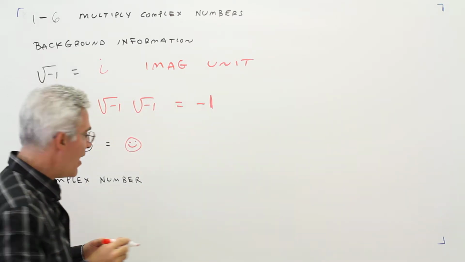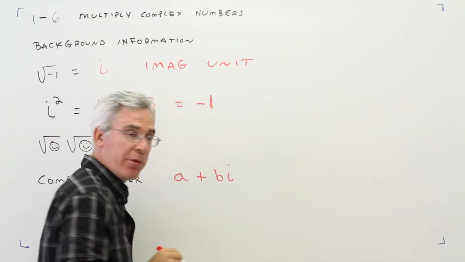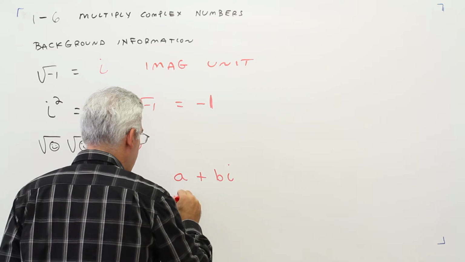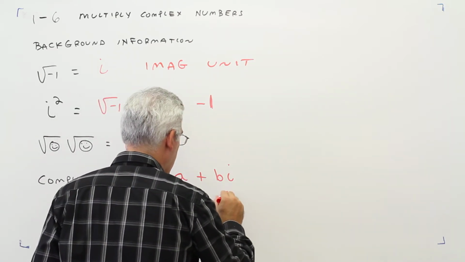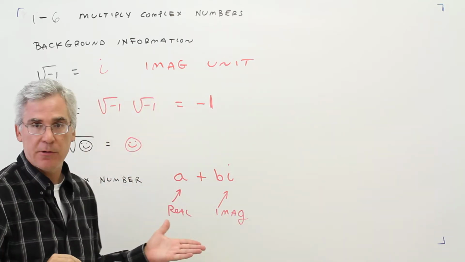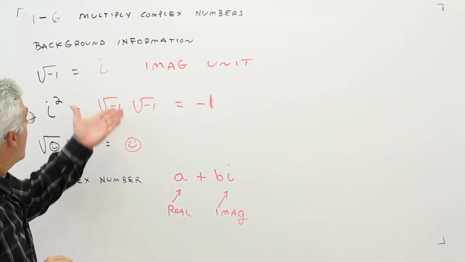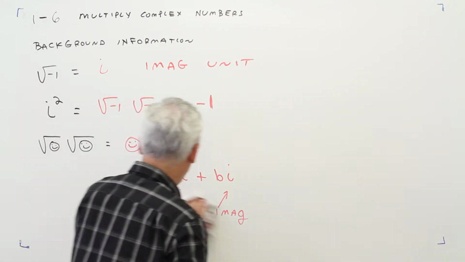A complex number is a number in the form a plus bi. This is the real component. This is the imaginary component. All right, so that's the background information. Now let's get to our example.